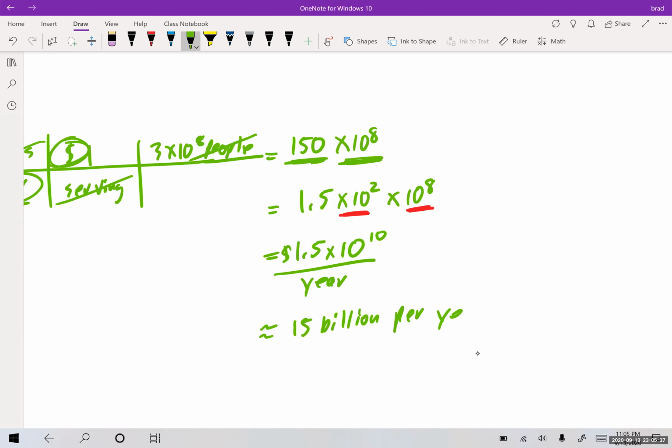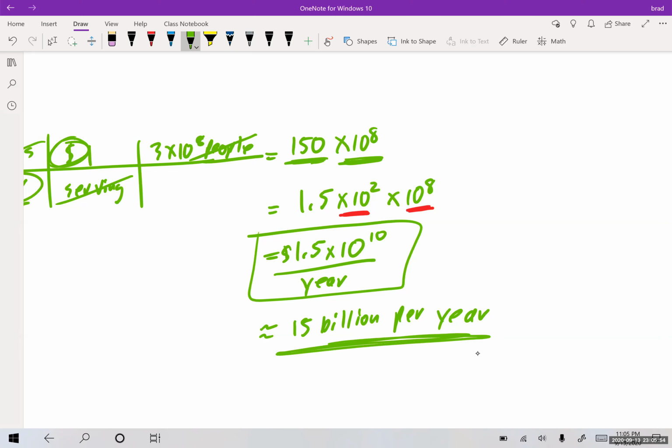So we're estimating, so this is the correct answer in scientific notation, but if you were talking to somebody, you wouldn't tell them, oh, this is how much we spend, 1.5 times 10 to the 10th dollars per year on ice cream. If you wanted to talk to them about it, you would say we spend about 15 billion per year on ice cream.